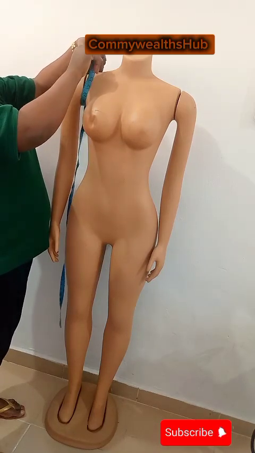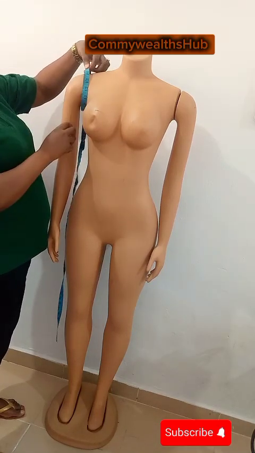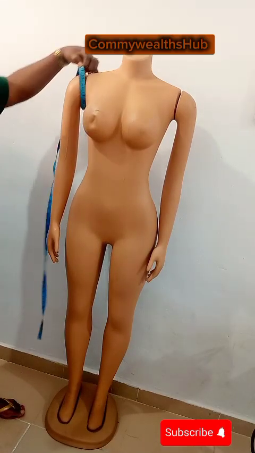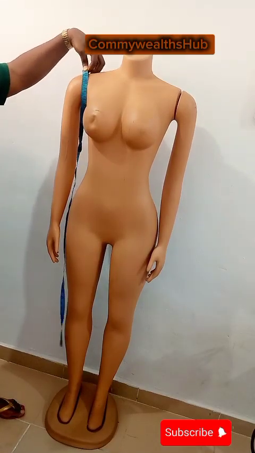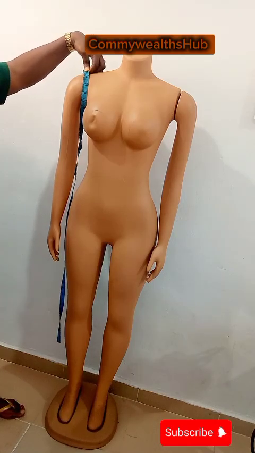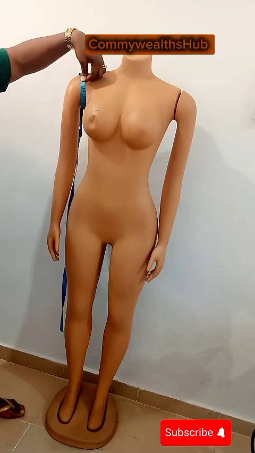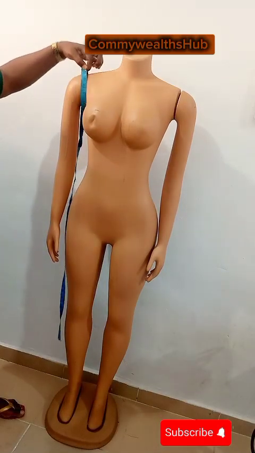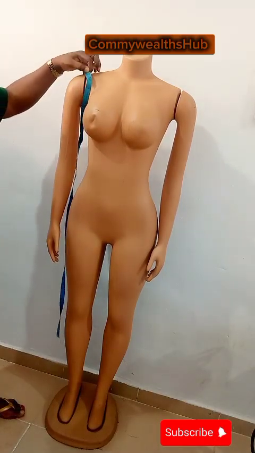Not too free, at least this way. Can you see? The armhole circumference of this particular mannequin is 15 inches. Can you see? This is 15 inches. This is the armhole circumference of this mannequin.